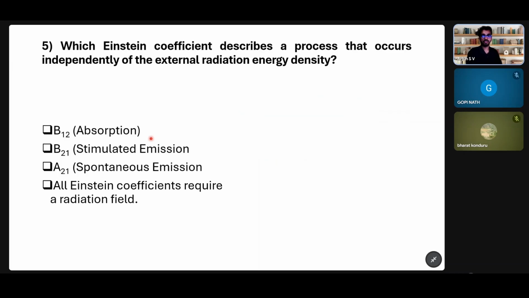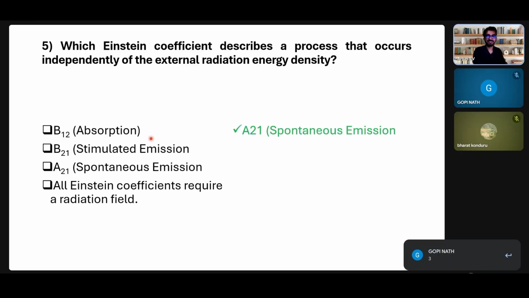Which Einstein coefficient describes a process that occurs independently of the external radiation energy density? I think it may be part of your second lecture. We defined four expressions arising from the Hamiltonian, and we proceeded to expand the Hamiltonian based on Einstein's phenomenological approach. Yes, Gopinath is correct. So he saved the explanation from me. It's A21, which describes your spontaneous emission process. So this happens independent of your external radiation energy density.